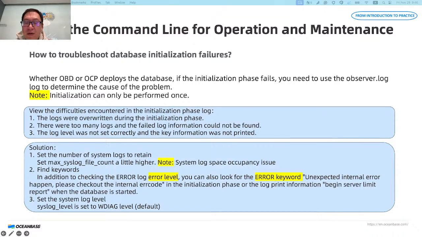Corresponding to these difficulties, we also have some solutions. 1. Set the number of system logs to retain. 2. Find keywords. In addition to checking the error level, you can also look for the error keywords in the initialization phase or the log print information. Begin server limit report when the database is started. The last one, set the system log level to WDIAG.